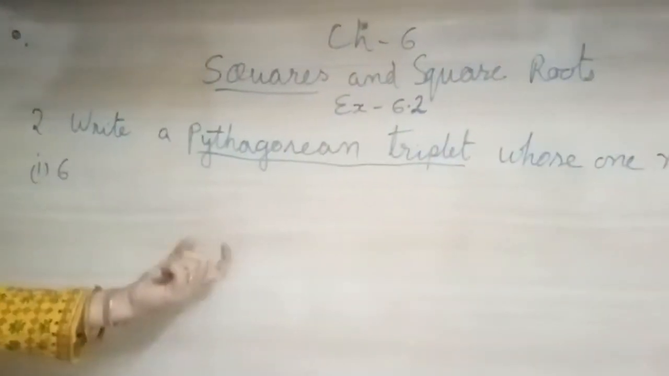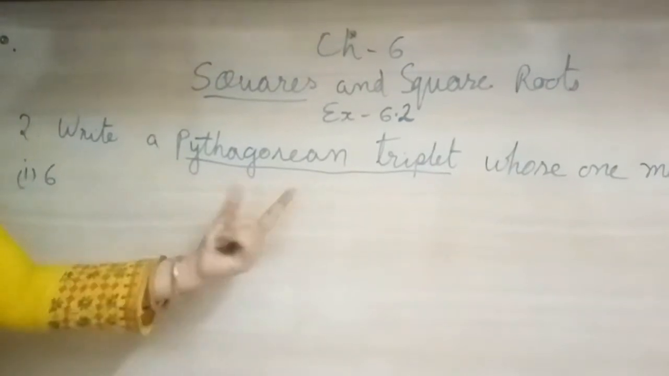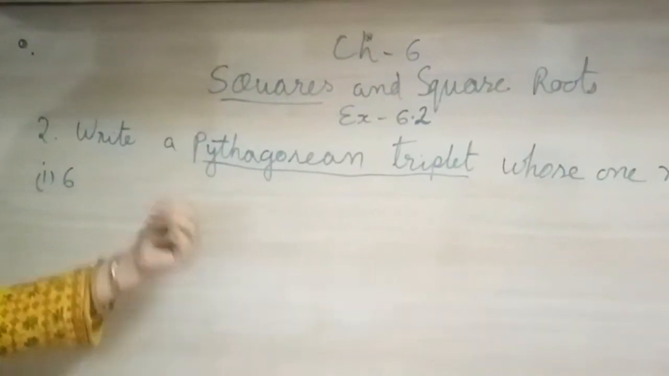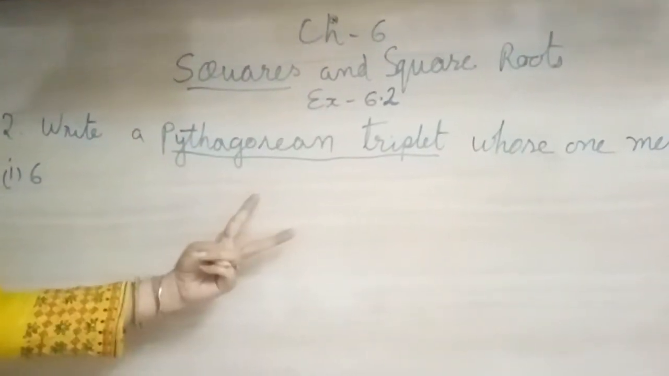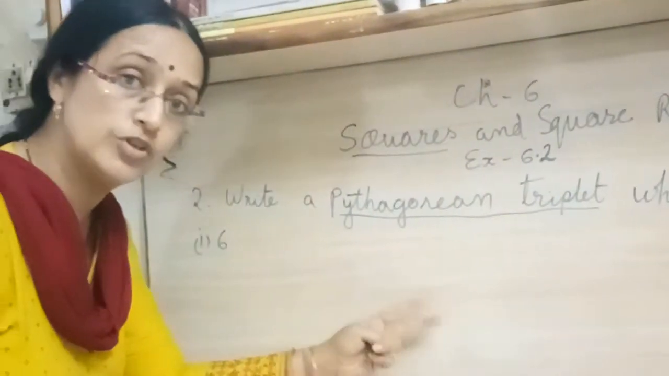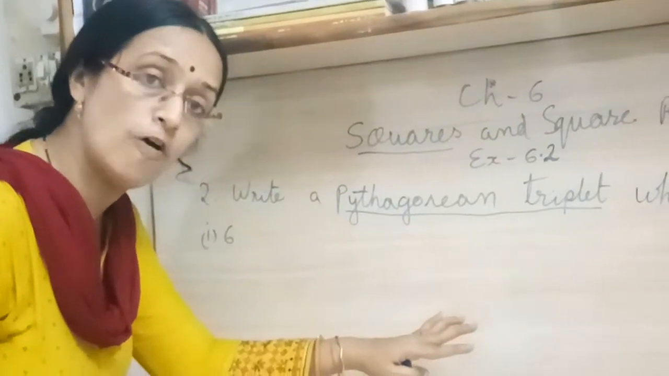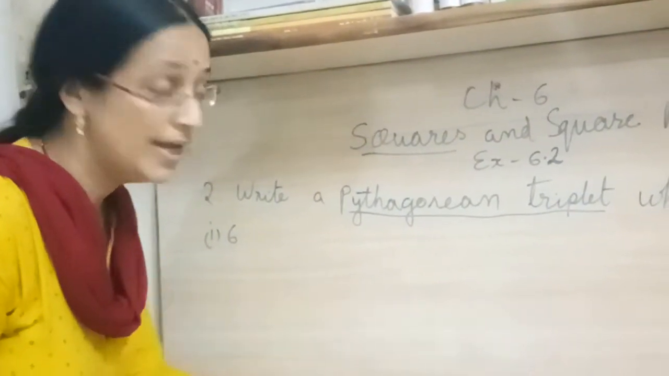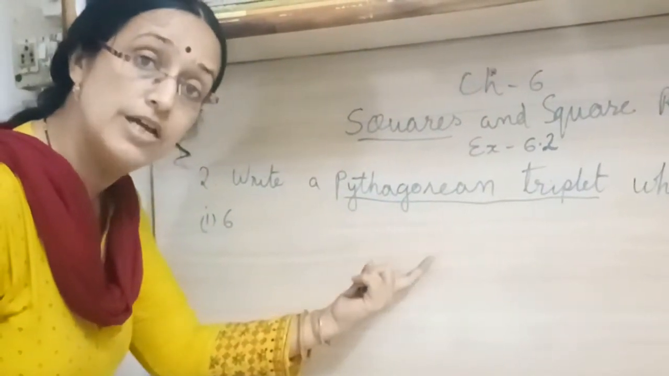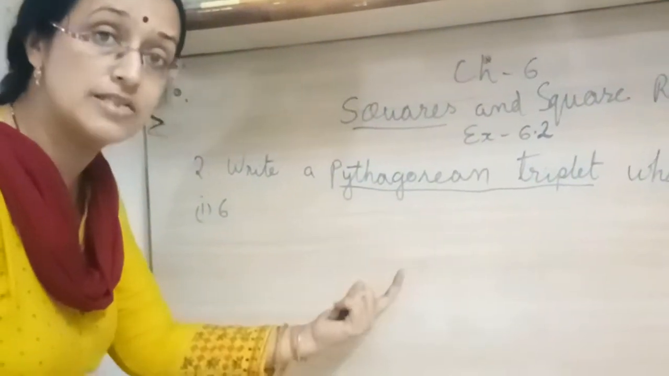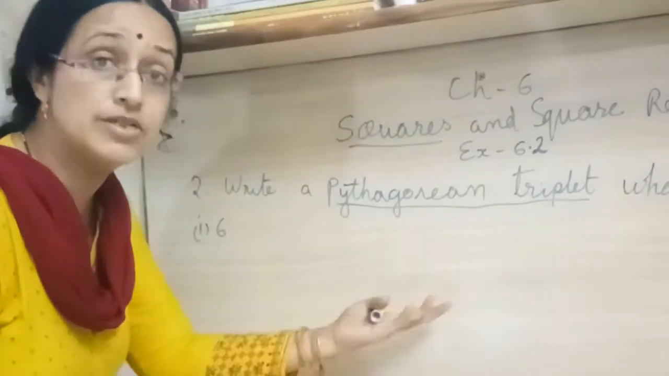Clear? I am repeating again. A Pythagorean triplet is a set of three numbers such that when we take the square of two numbers and add them, that will be equal to the square of the third number. In simple words, this concept is taken from the Pythagoras theorem, because in the Pythagoras theorem there are three numbers in a general way.